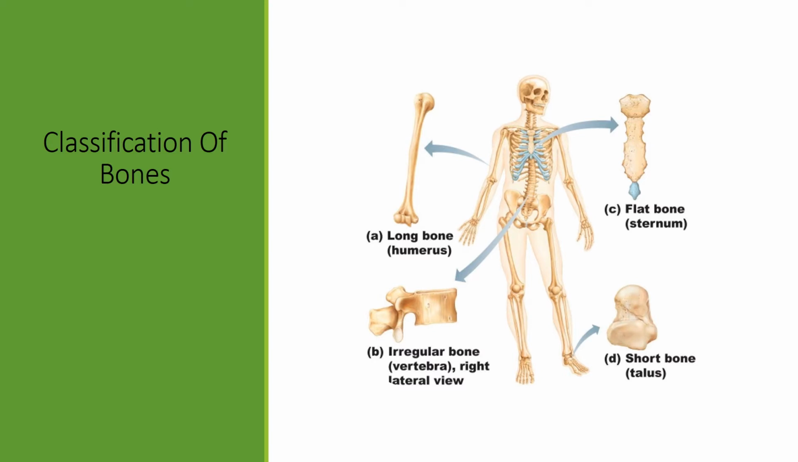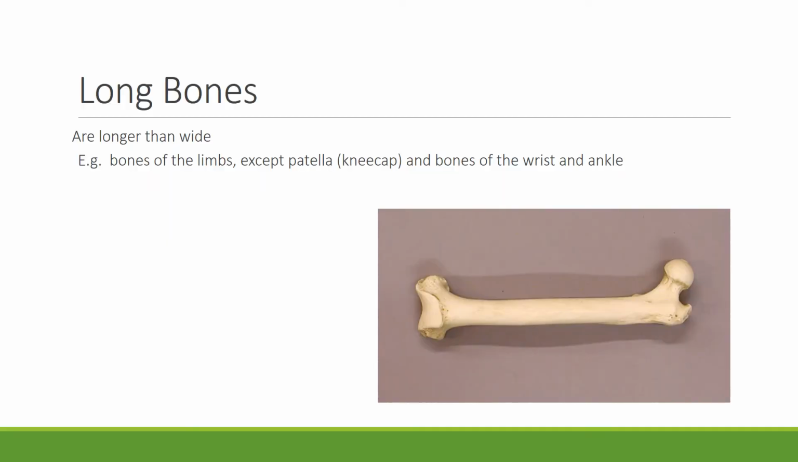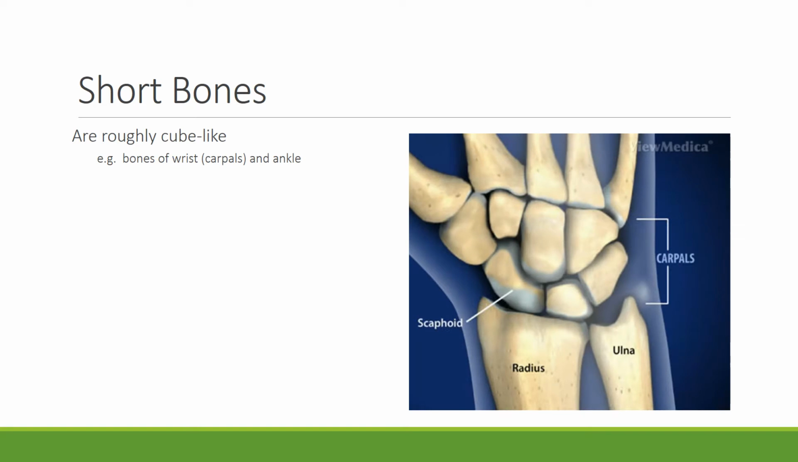Bones are classified into 4 different categories. They are long bones, short bones, flat bones, and irregular bones, and we'll look at each of these. Long bones are bones that are longer than wide, and this includes most bones of the limbs. Short bones are designated as those bones that are as wide as they are long. Their primary function is to provide support and stability with little to no movement. They include the bones of the wrist, the carpals, and the ankle bones.